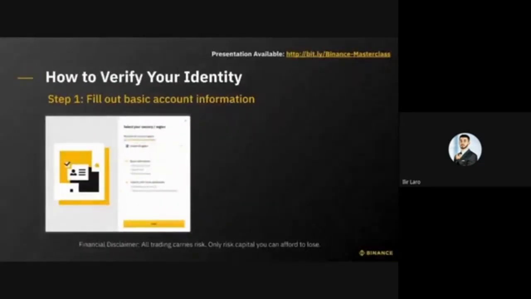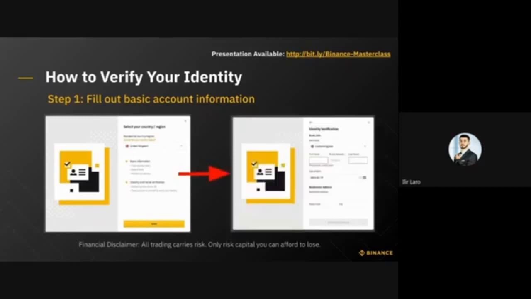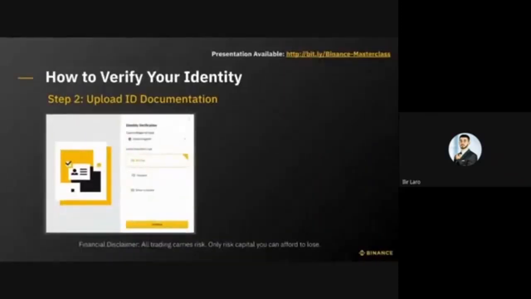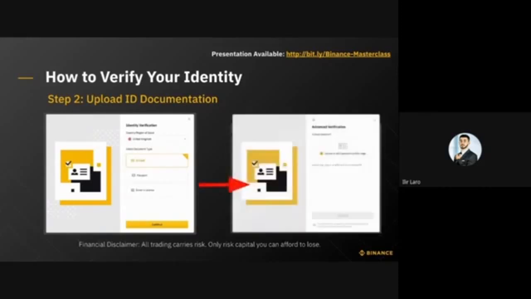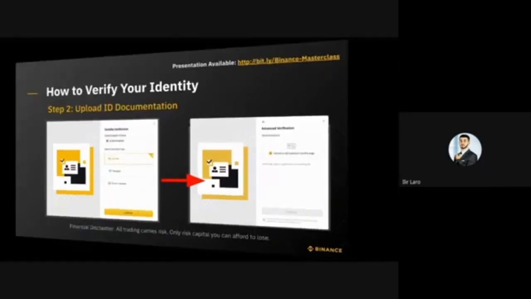Now, there are 3 steps to verifying your account. The first step is filling out basic account information. This is your first name, middle name, last name, date of birth, residential address, postal code, all of the things that you would expect from registering an account. Once you've completed that, it moves into the ID documentation. Like I mentioned before, there are 3 types of documentation that we accept: ID card, passport, and driver's license. You choose one of these 3 options and upload the documentation.